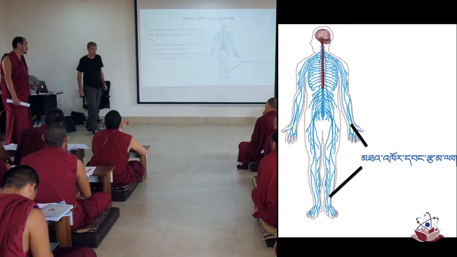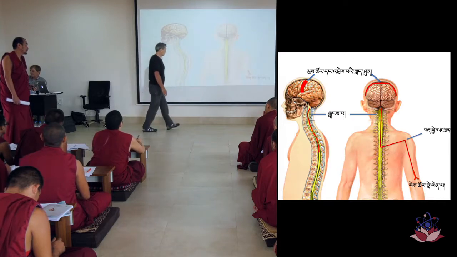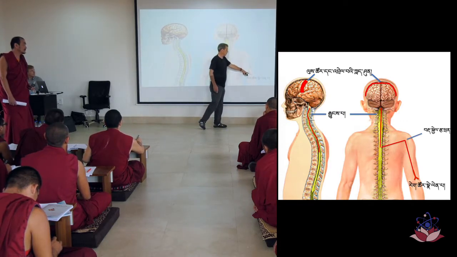Peripheral nervous system. So here's one receptor in the skin.